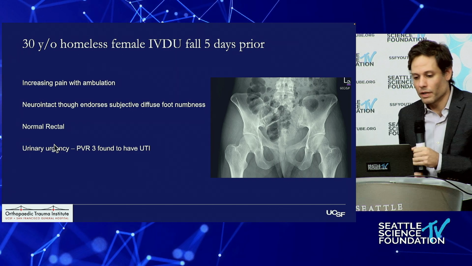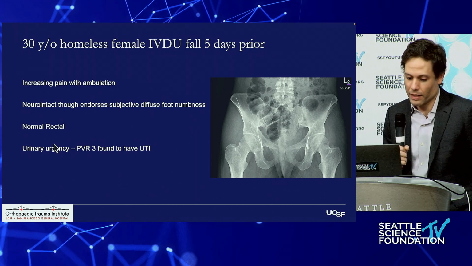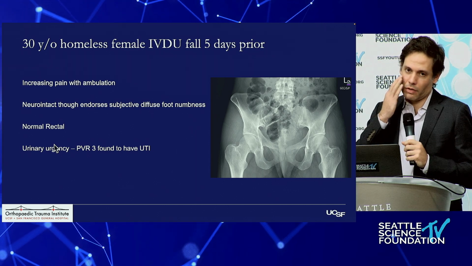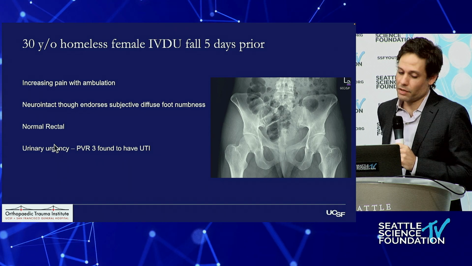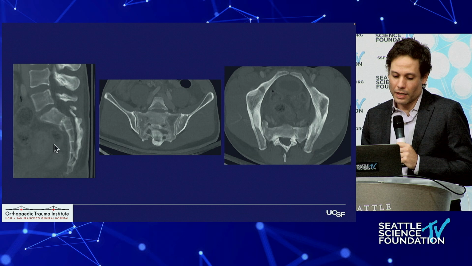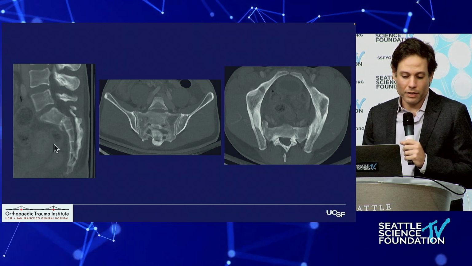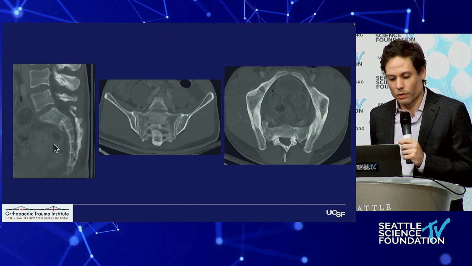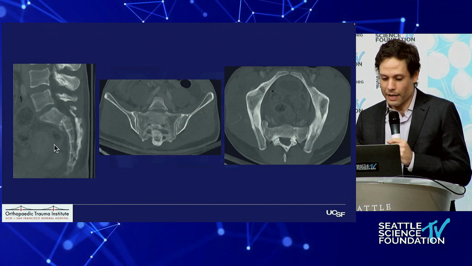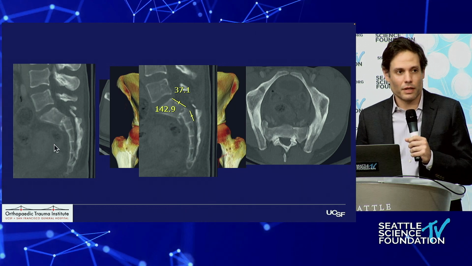Okay. So here's a 30-year-old woman. So we talked a little bit about pelvic trauma. She was homeless, with polysubstance use, and had increasing pain with ambulation. And this is what she presented with. So she had a U-type sacral fracture. The transverse limb was through S1. She had about 37 degrees of kyphosis, and she's 30 years old.